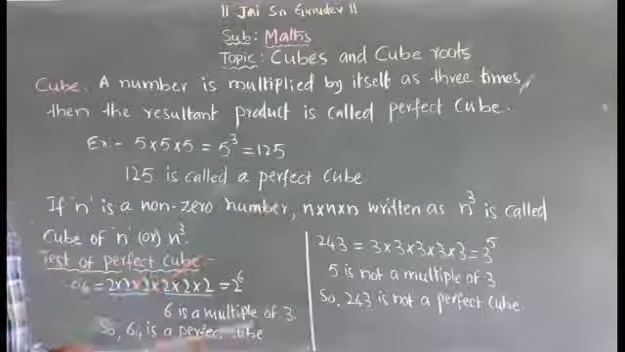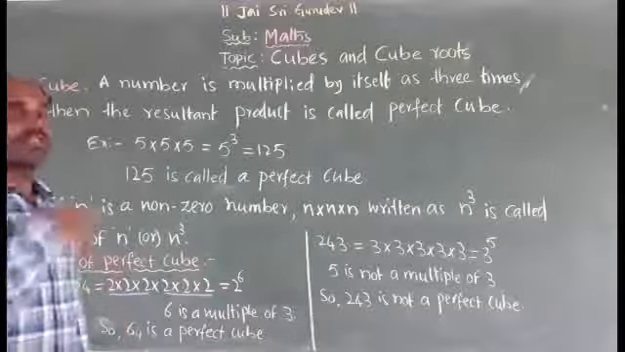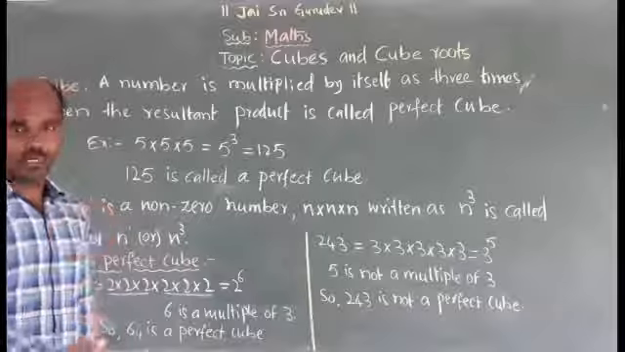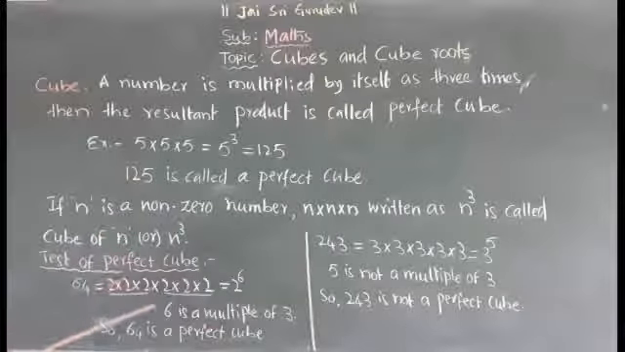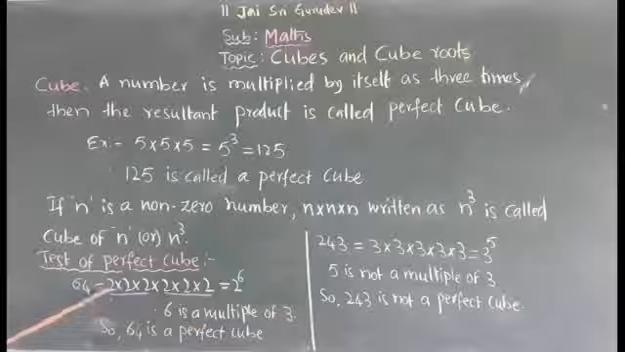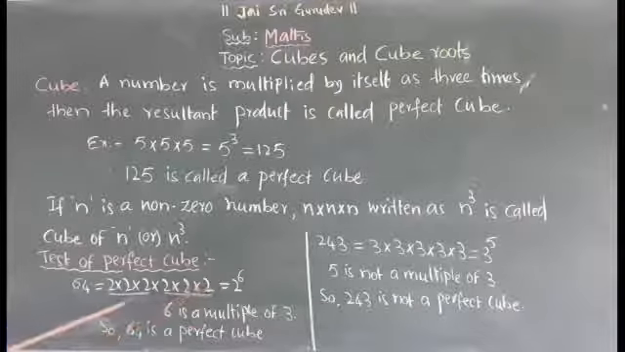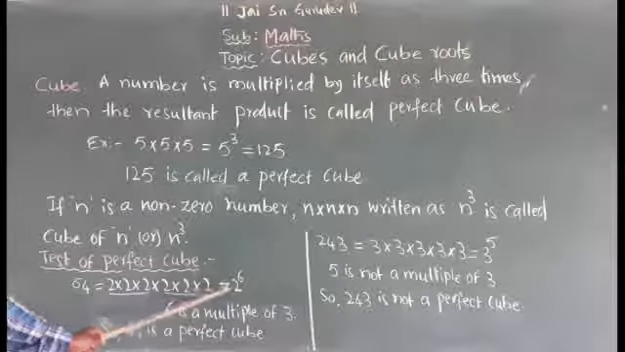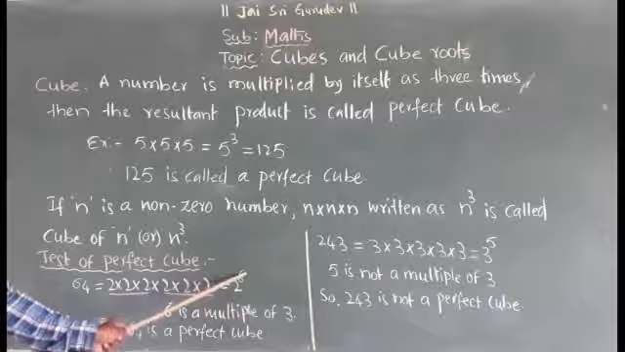Next we are going to the test of a perfect cube, to determine whether the given number is a perfect cube or not. Take another example, 64. By prime factorization we get 2 into 2 into 2 into 2 into 2 into 2. How many times are we getting 2? 6 times. So it becomes 2 power 6.